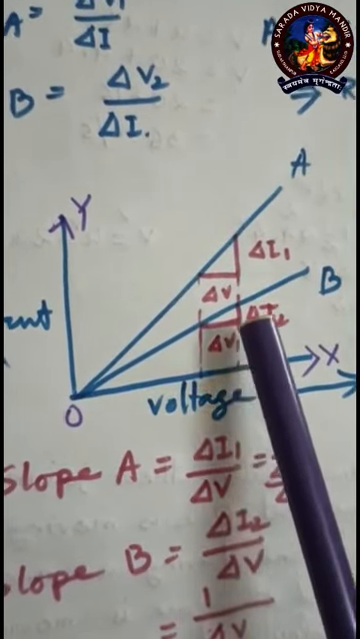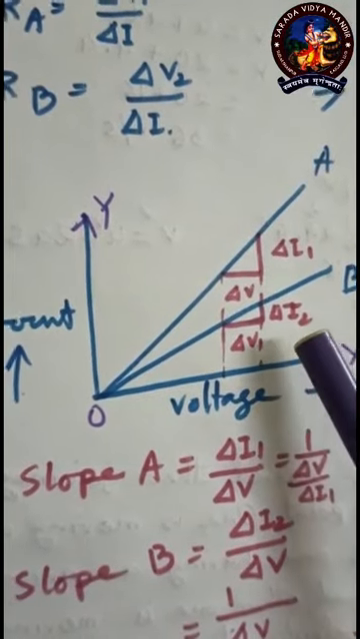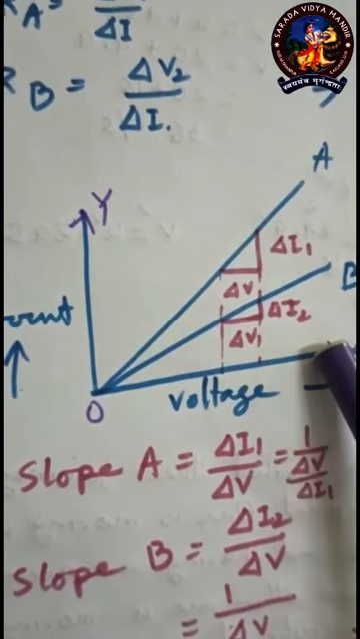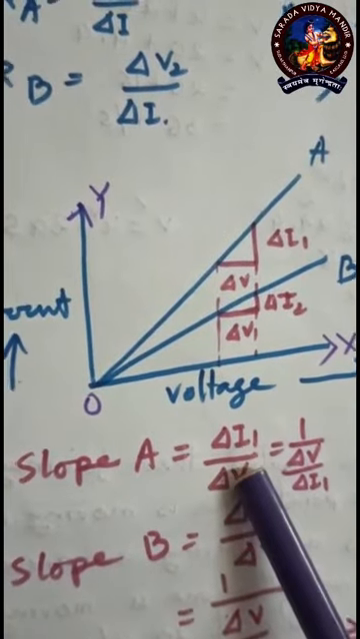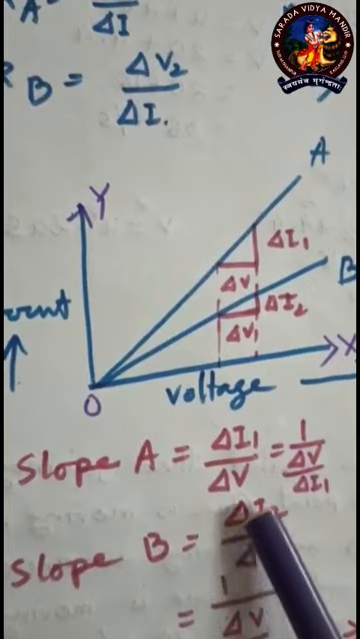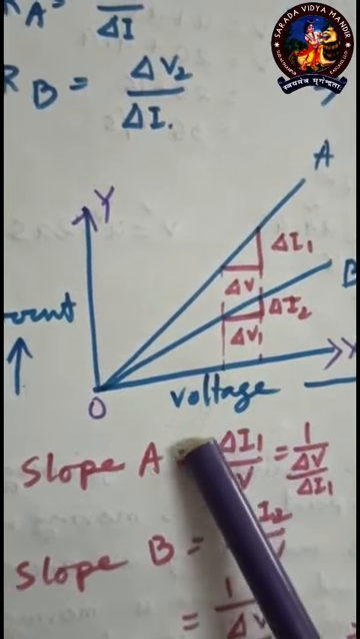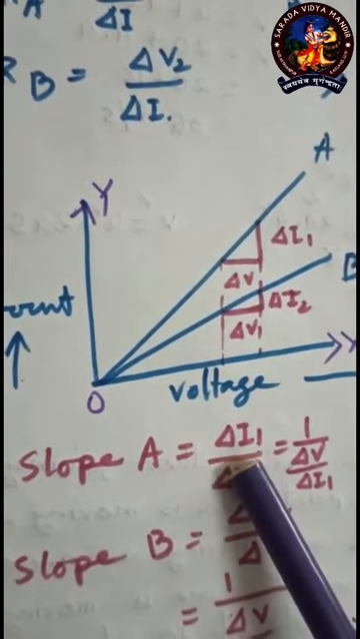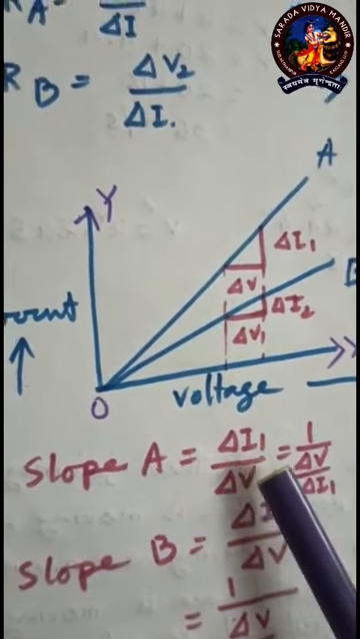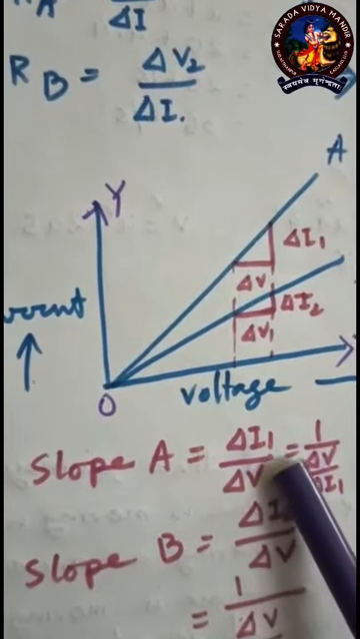So if I take the slope, which one will come in the numerator? Del I1 obviously will come in the numerator. So slope A is del I1 by del V, and slope B is del I2 by del V. But you see here, I by V is not representing resistance, because from Ohm's law what do we know? We know V by I is representing resistance. So this is the reciprocal of resistance.